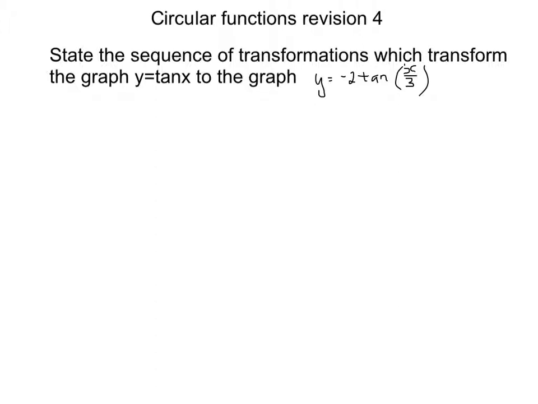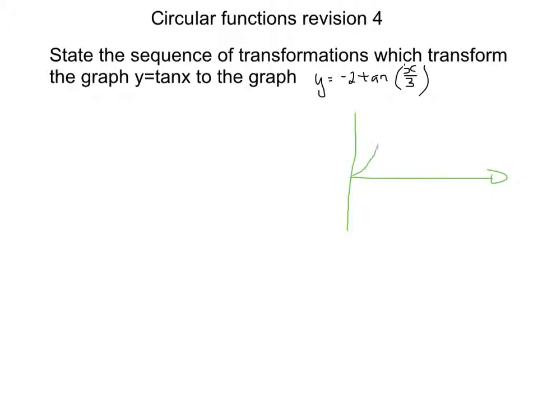State the sequence of transformations which transform the graph of y equals tan x to the graph of y equals negative 2 tan x over 3. Now, a quick look at what the tan of x graph will look like.